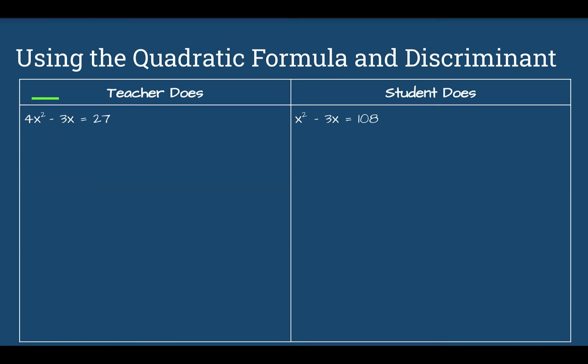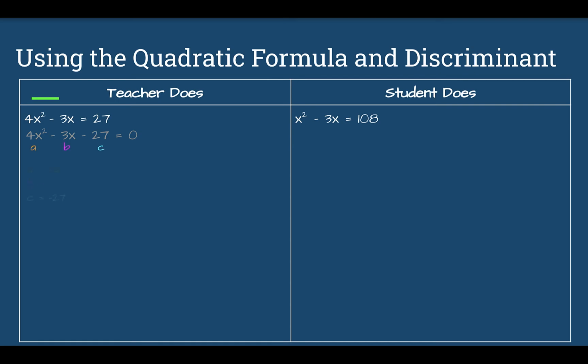Let's look at another example. This time, our equation is not in standard form. So first, we're going to need to rearrange it a little bit so we get it into standard form. It's pretty close. All we really need to do is subtract that 27 from the right, and then do it from the left. So we end up with 4x squared minus 3x minus 27 equals 0. Now we're in standard form.